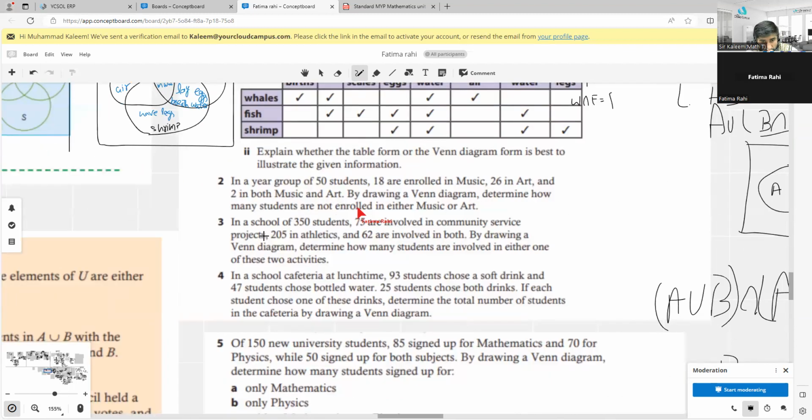Okay, you just have to use your mind here, be focused. In a year group of 50 students, 18 are enrolled in music, 26 are in art, and 2 are in both music and art. By drawing a Venn diagram, determine how many students are not enrolled in either music or art.